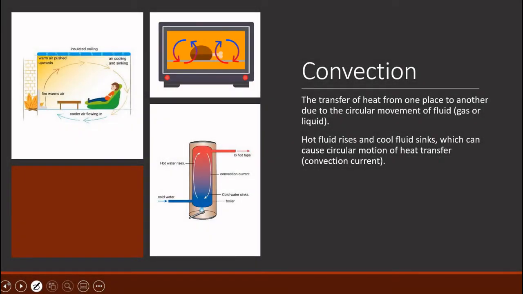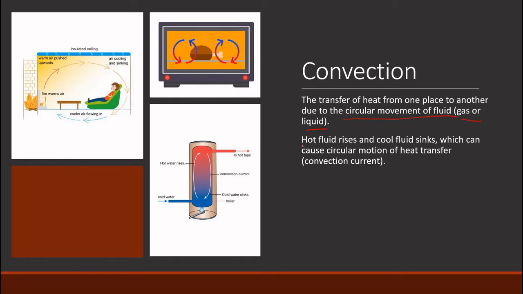So convection is the transfer of heat from one place to another due to the circular movement of a fluid. This fluid could be a gas or a liquid. It's obviously not going to happen in a solid because you need the particles to be able to move freely. So convection only occurs in a fluid.